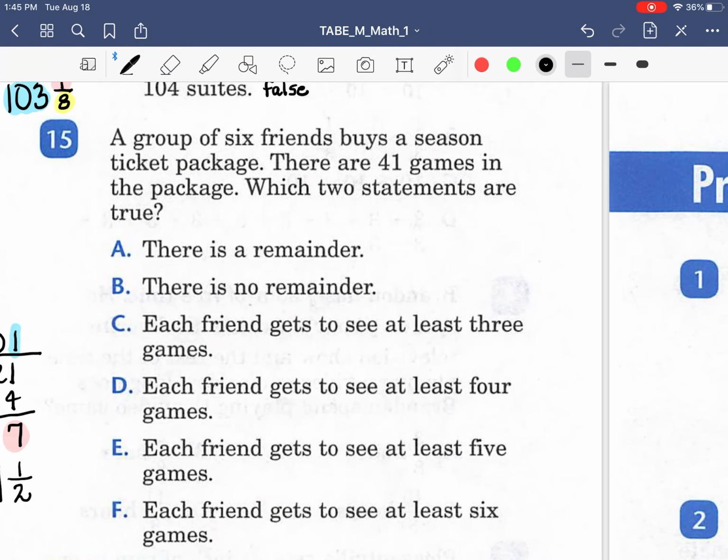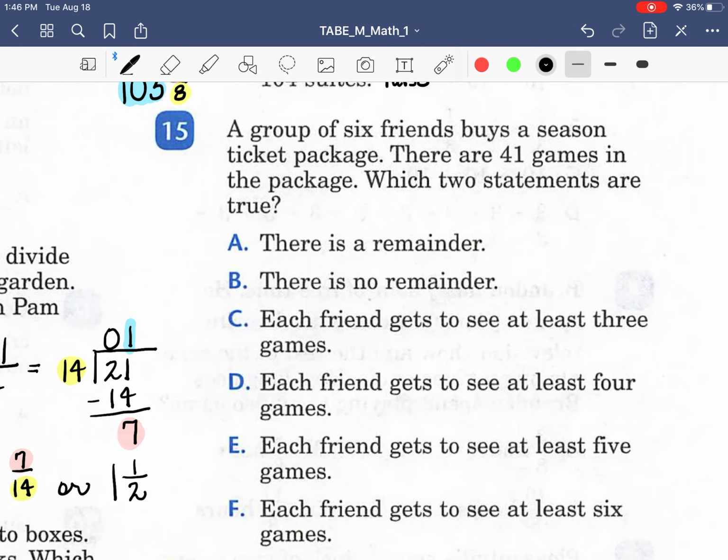Number 15. We're almost there, guys. Bear with me here. A group of 6 friends buys a season ticket package. There are 41 games in the package. Which 2 statements are true? Please don't overlook that. 2 statements.